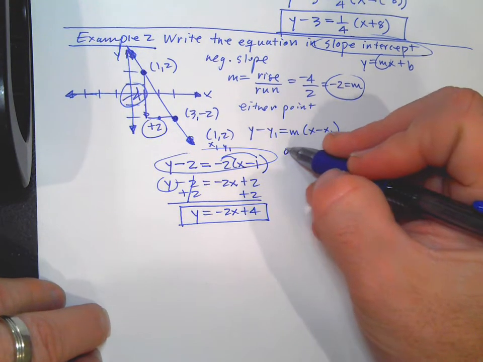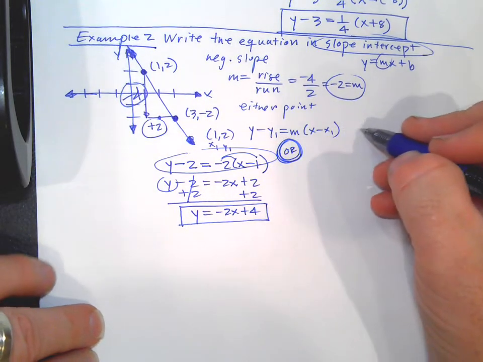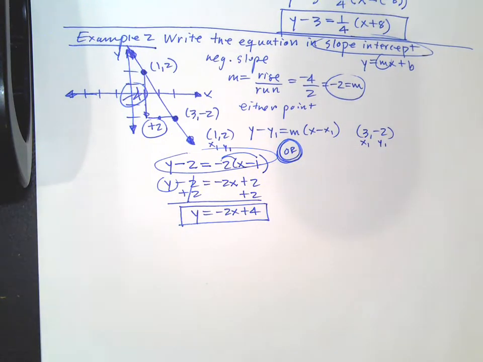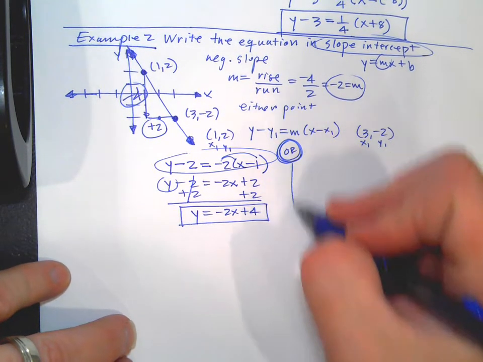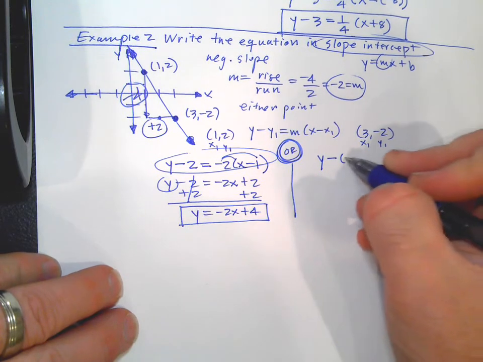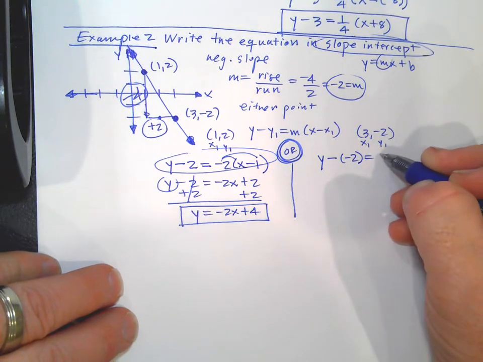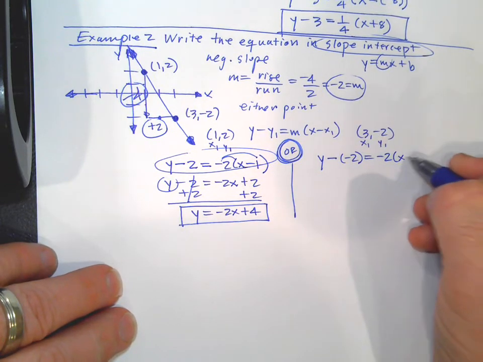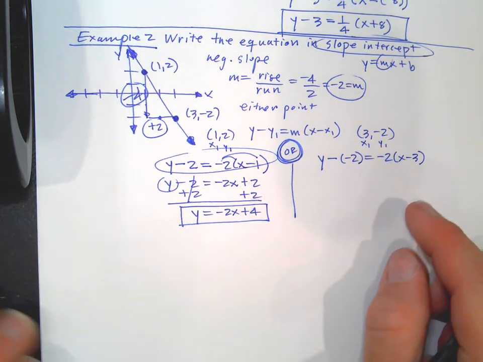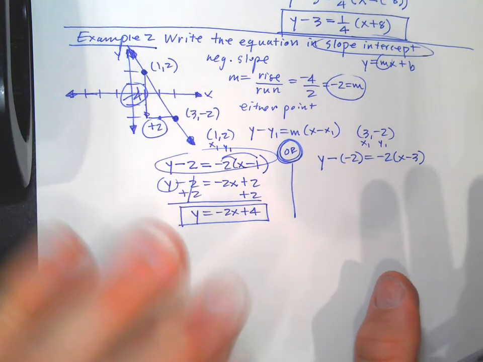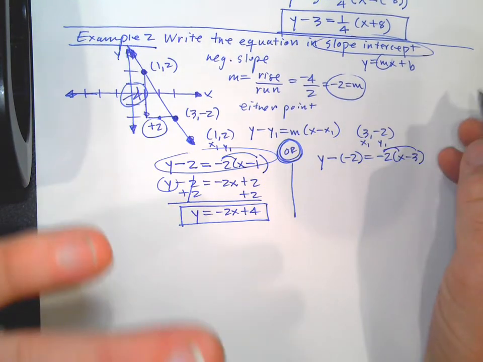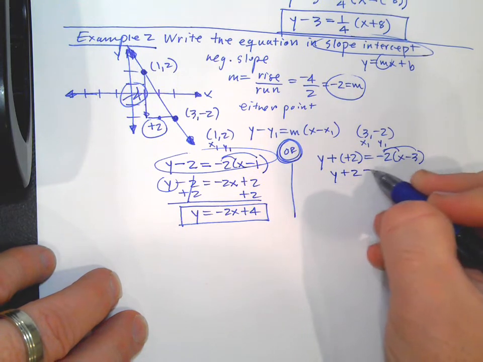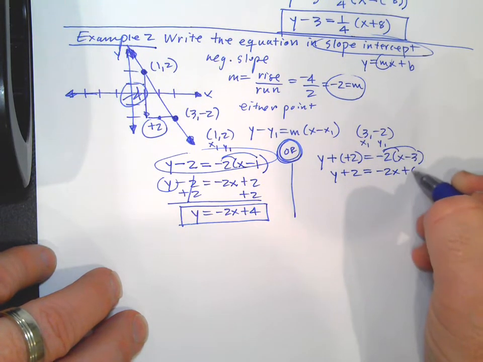Now, just to prove to you, we could have used the other point. We could have used 3, negative 2 and called it x1, y1. Okay, let's see how it works out. Just to compare it. Y minus negative 2 equals m is still negative 2, still the same slope, x minus 3. So this is pretty much close to point-slope form now. They look a lot different in point-slope form, but that doesn't mean they're different. Minus minus becomes plus plus. So you get y plus 2 equals negative 2x plus 6.